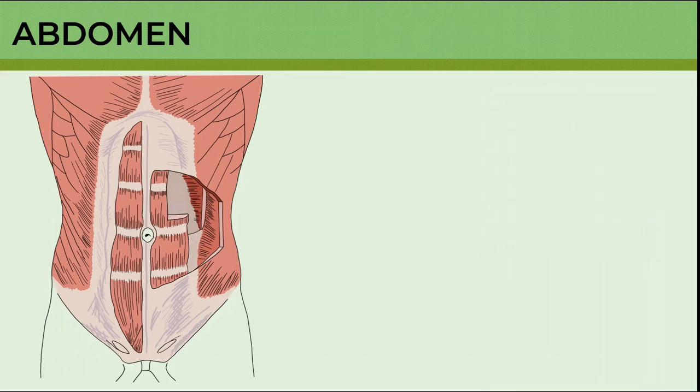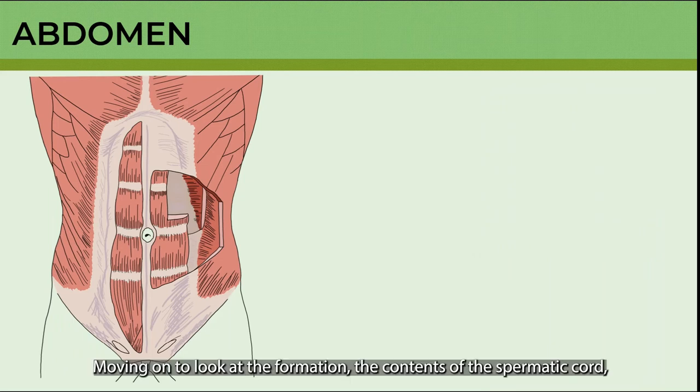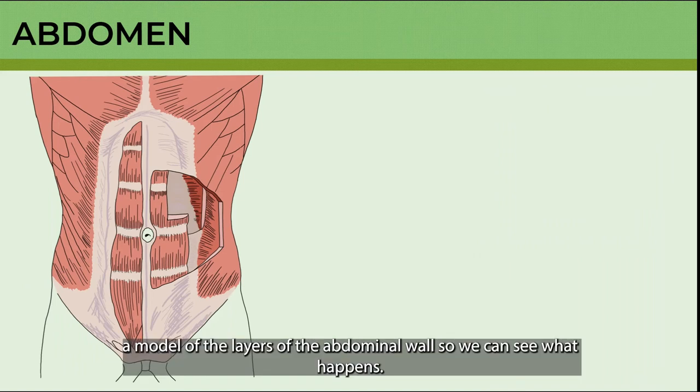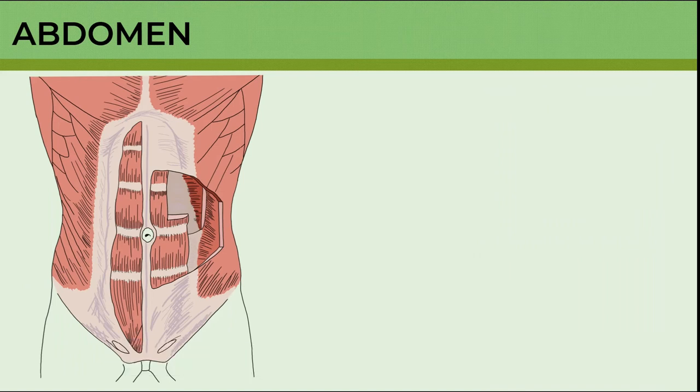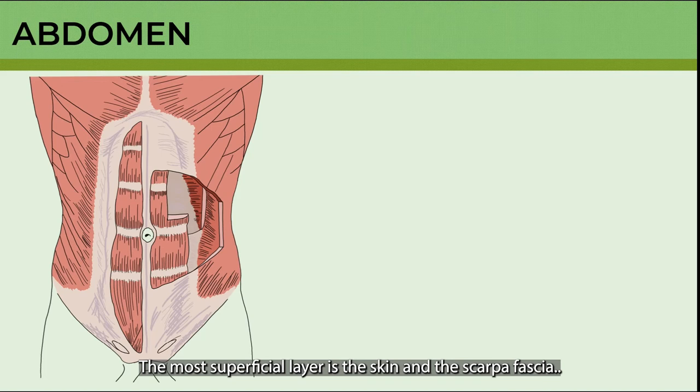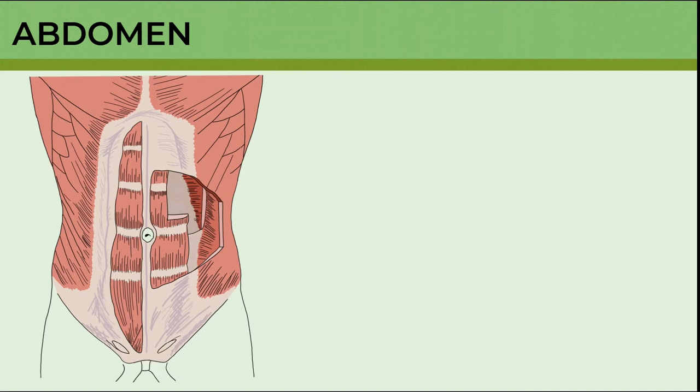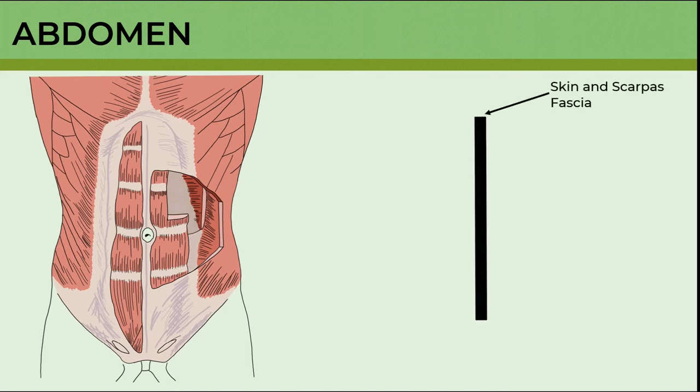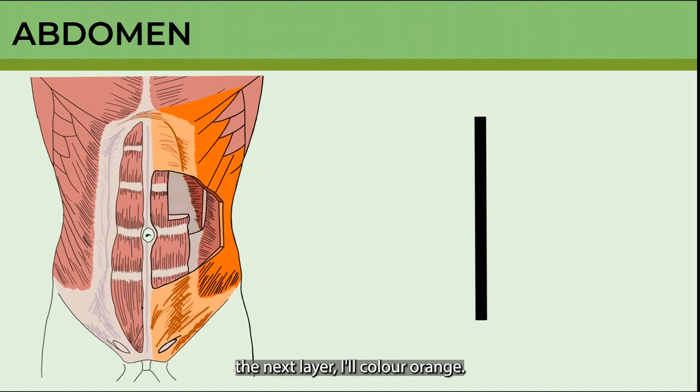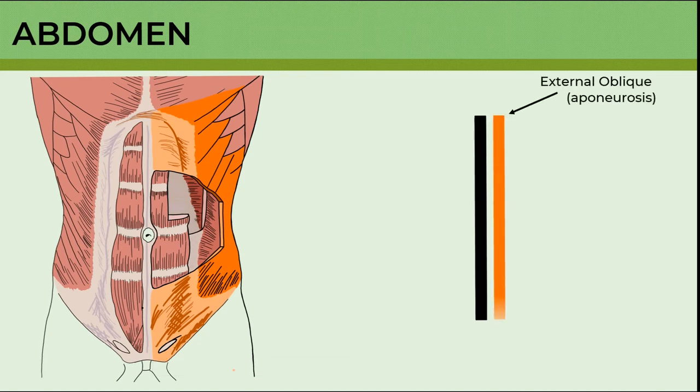Okay, moving on to look at the formation and the contents of the spermatic cord. Let's draw a model of the layers of the abdominal wall so we can see what happens. The most superficial layer is the skin and the scarpa fascia. I'll draw this in black. After this, the next layer I'll colour in orange. And the area we are concerned with is the aponeurosis of the external obliques.